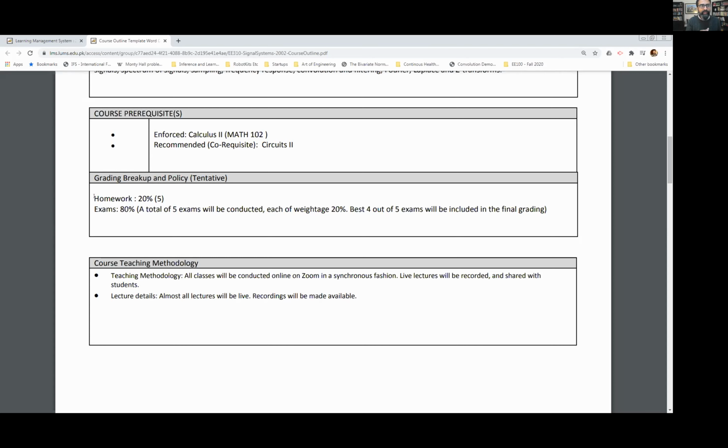Each exam is weighted 20% in the sense that out of the 5, I'm going to pick the best 4, and that's going to make up 80% of your course grading. And the remaining 20% is going to be homework. We're going to have approximately 5 homeworks as well, perhaps a little more than 5. So this is, once again, tentative. The numbers may go up or may go down slightly.